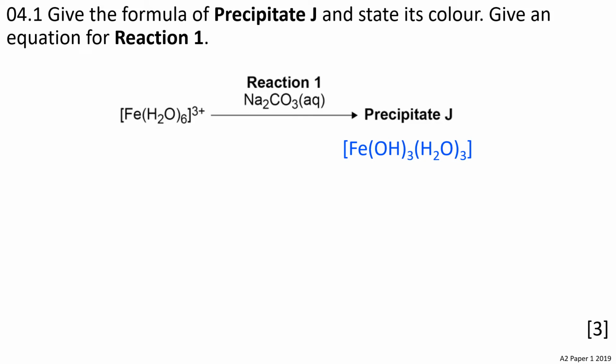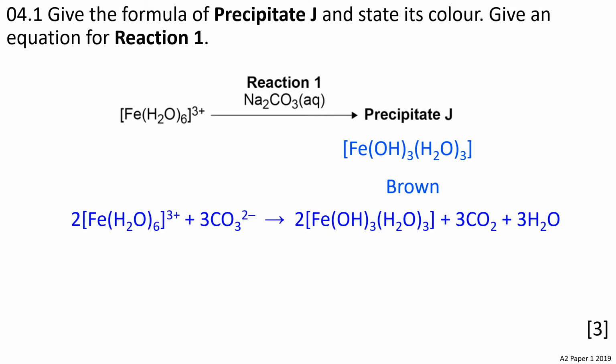So there's the Fe(OH)3(H2O)3 precipitate. It's neutral, so it doesn't dissolve in the water. So yeah, that's our precipitate. That's our solid. It's brown. Again, there's no way of getting to this unless you either know it or you don't. And there's the balanced equation.